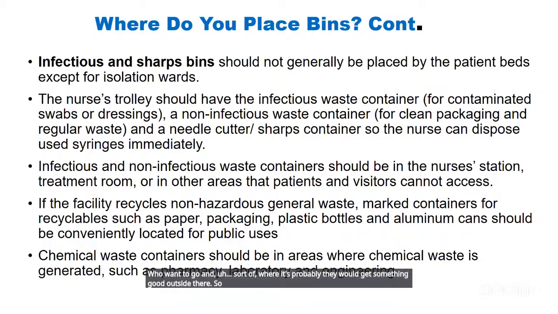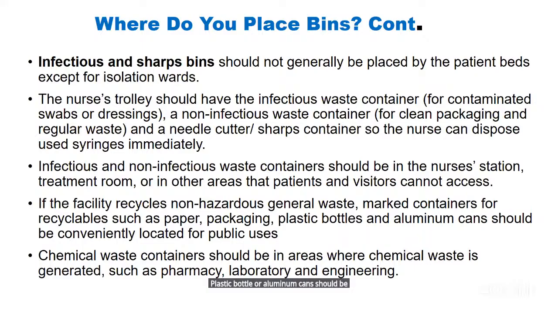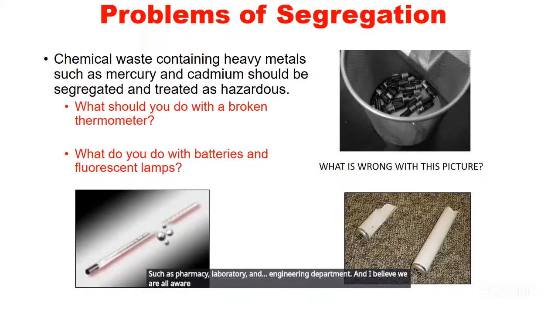If the facility recycles non-hazardous general waste, marked containers for recyclables such as paper, packaging, plastic bottles, or aluminum cans should be conveniently located for public use. Chemical waste containers should be in areas where chemical waste is generated, such as the pharmacy, laboratory, and engineering department. And I believe we are all aware of the yellow chemical container that is used to safely store our waste.